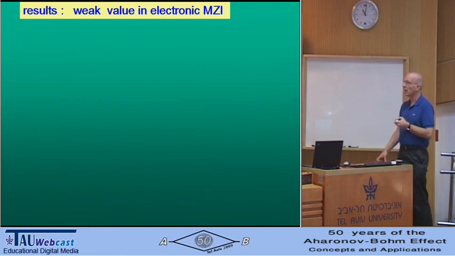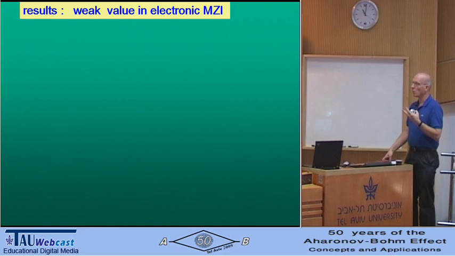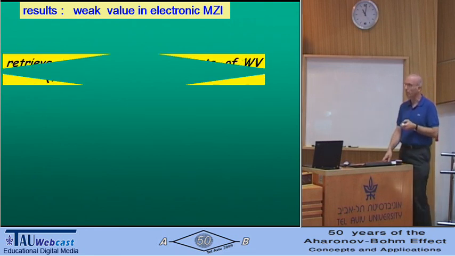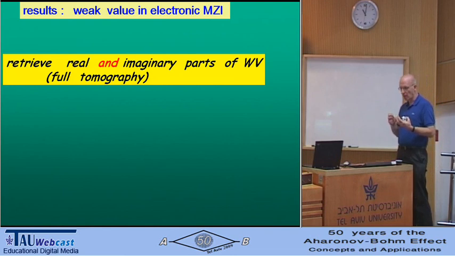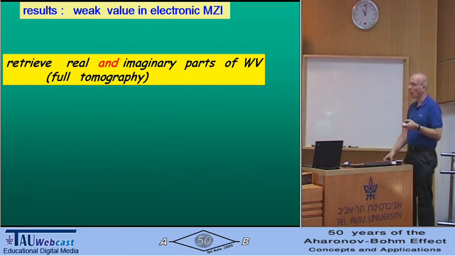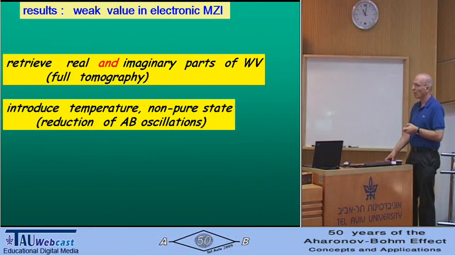But I want to emphasize three ingredients that we learn from this protocol. The first is that the weak value here, in this case, is complex. And by using as a detector another interferometer, which by itself is sensitive to phases, we can retrieve both the real and imaginary part of the weak value, so we have a full tomography of the weak value.